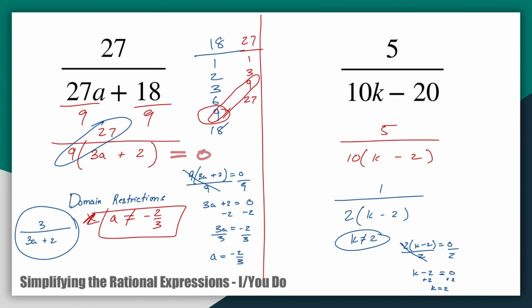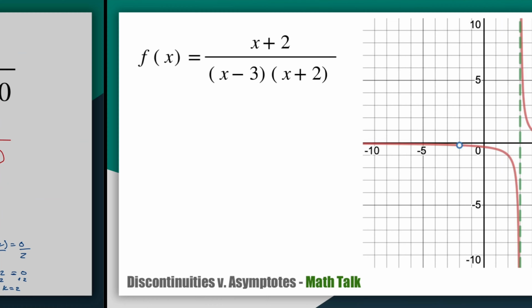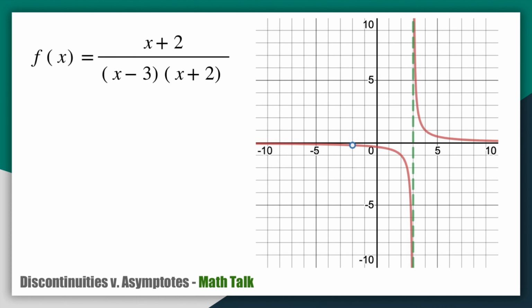Okay? All right, now we're going to do a quick little math talk before going on and looking at some even more difficult ones. Okay? What I want to talk about next is what's called discontinuities versus asymptotes. All right? And what gives you a discontinuity and what gives you an asymptote, right? These expressions here are going to be the type of rational expressions that we are about to do, okay?